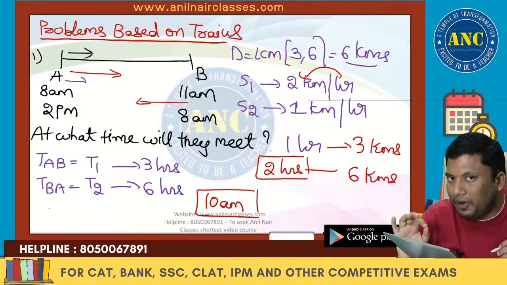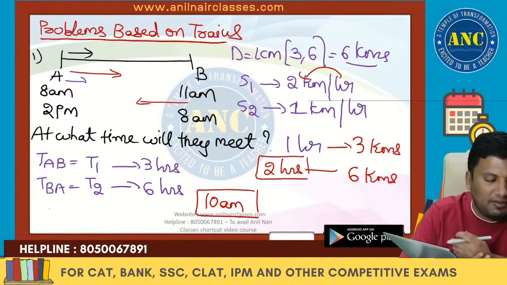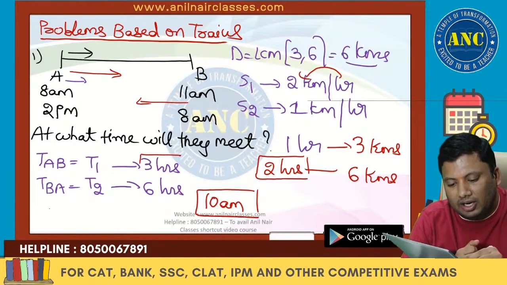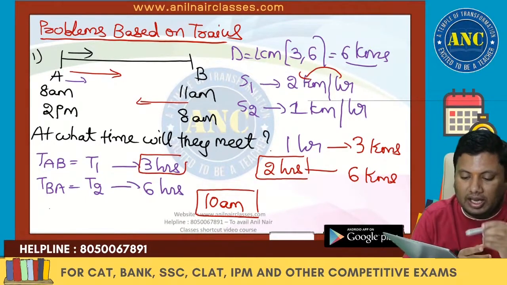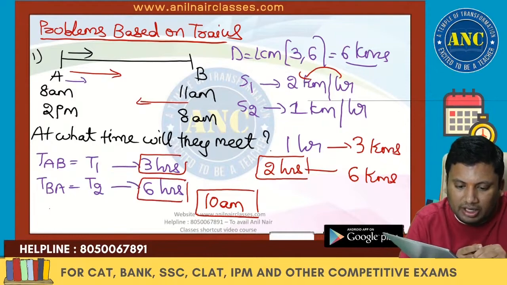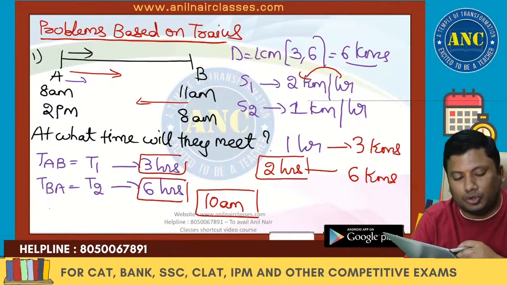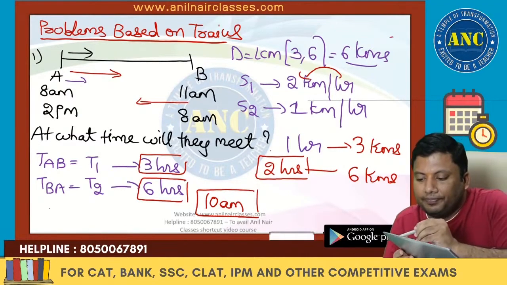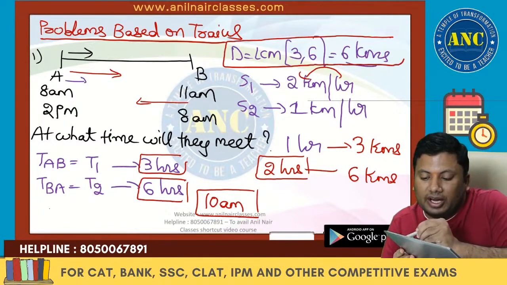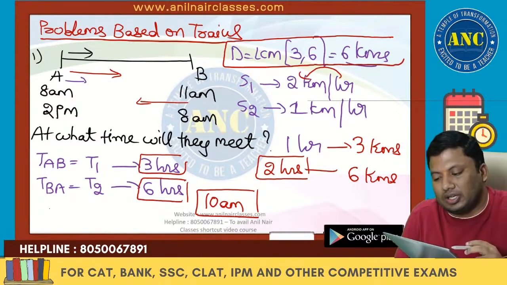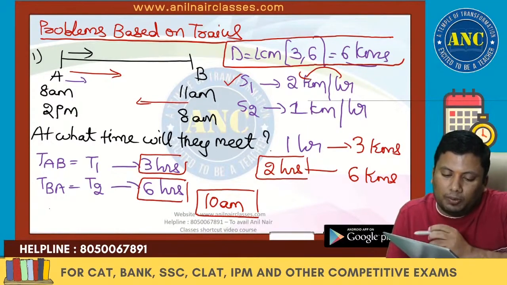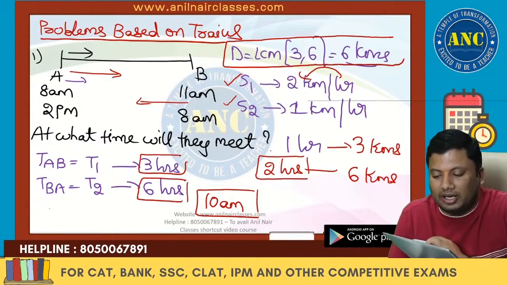We will do the problem again so that each and every student will understand in detail. 8 a.m. and 11 a.m., T1 is 3 hours. 8 a.m. and 2 p.m.: 8 to 12 is 4 hours, 12 to 2 is 2 hours, 4 plus 2 is 6 hours. T1 is 3 hours, T2 is 6 hours. D is the LCM of 3 and 6, which is 6 kilometers. S1 will become 2 kilometers per hour. S2 will become 1 kilometer per hour.